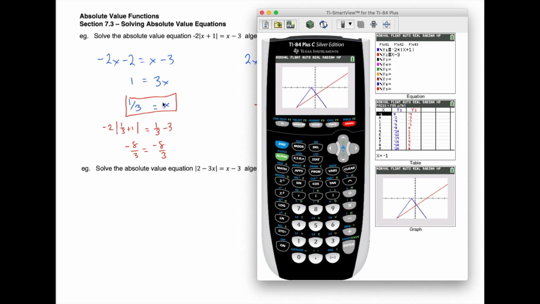And so even if you had solved both of these and then just checked the graph, you can see that they're both real solutions. And again, you can go back through that intersection point to verify your solutions of 1/3 and negative 5.